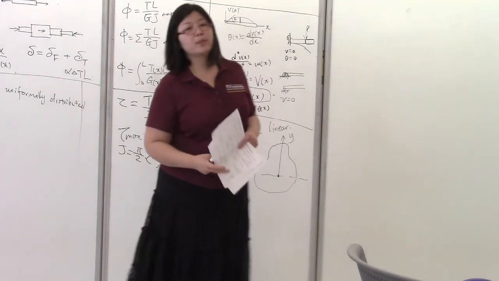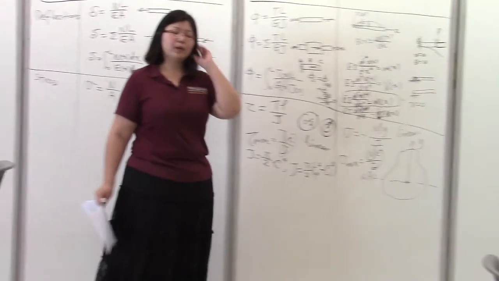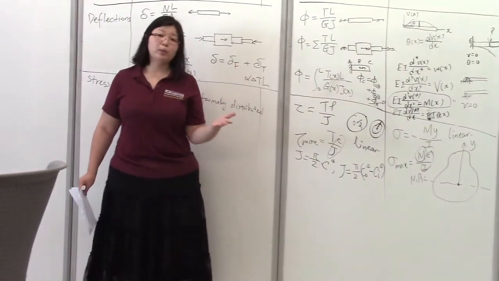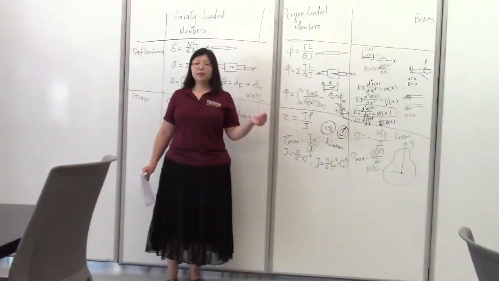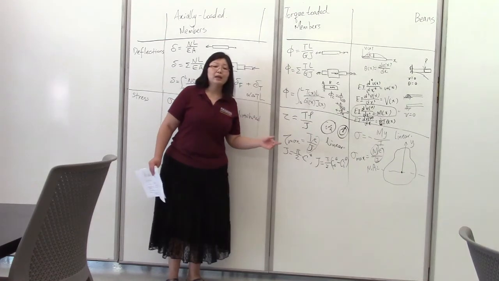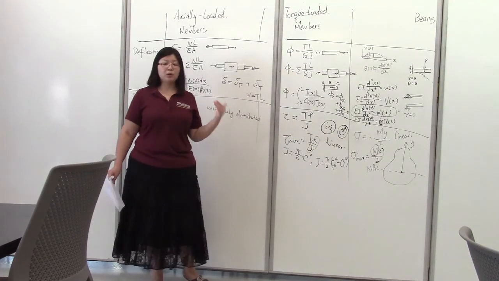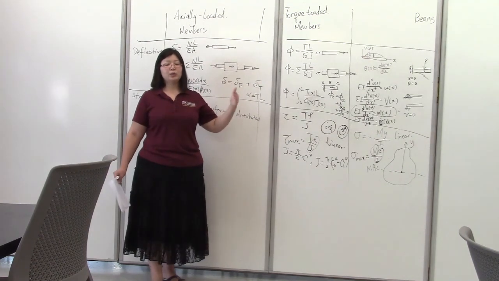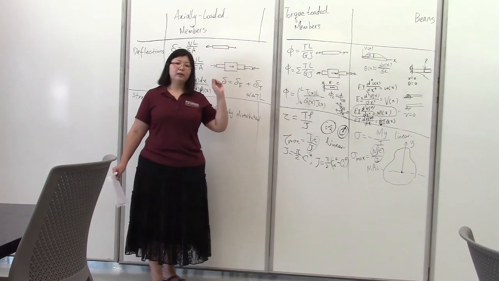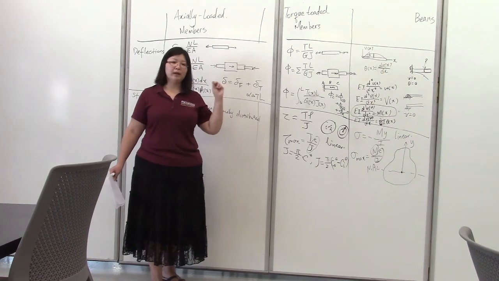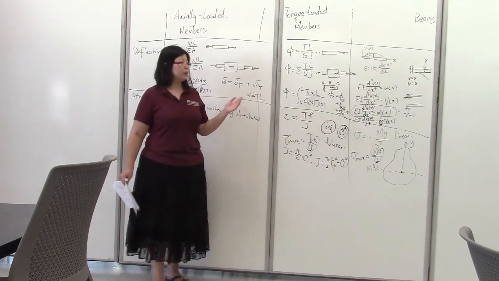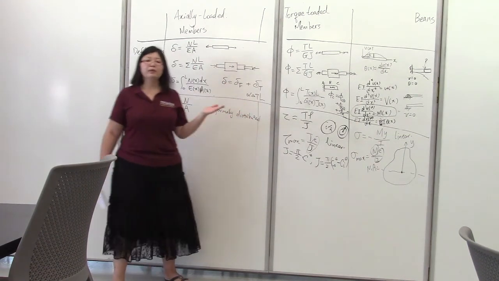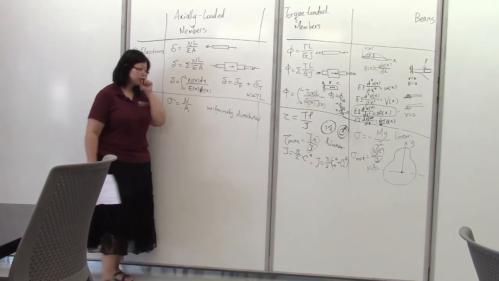So for the method of superposition, the basic idea is that when there are multiple loads applied to the beam, you can apply one load at a time, and the total deflection and total slope would be the algebraic sum of the deflection due to each load applied on the beam only. And you can use appendix C to find deflection and slope information.